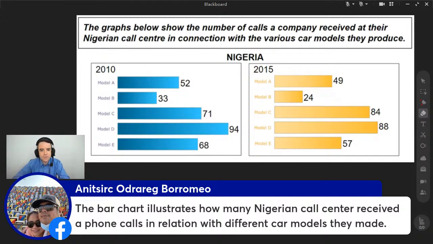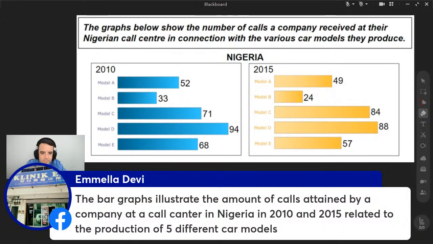I think you should still put in the word company, because the way the question is phrased, it sounds like they have several call centers, and this information is specifically about the Nigerian call center. So just add in that information about a company's Nigerian call center would make it clear.